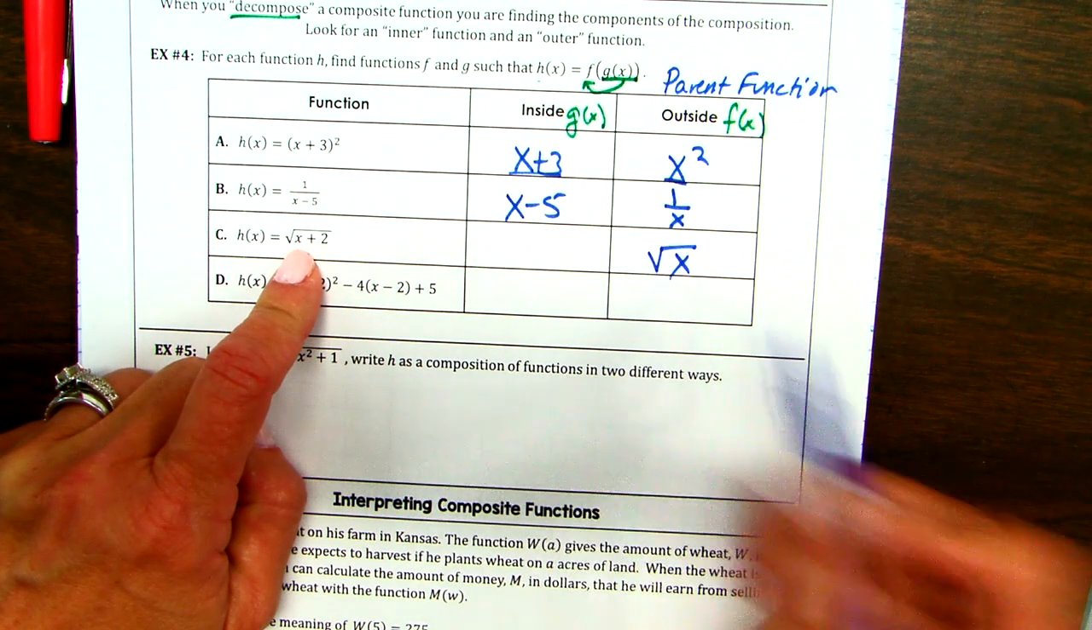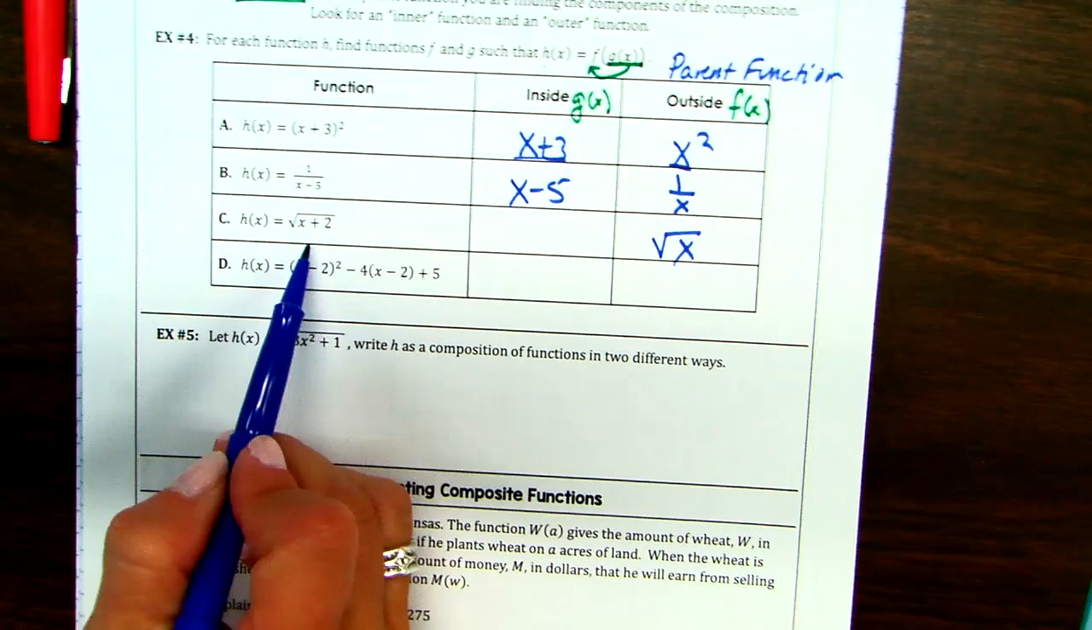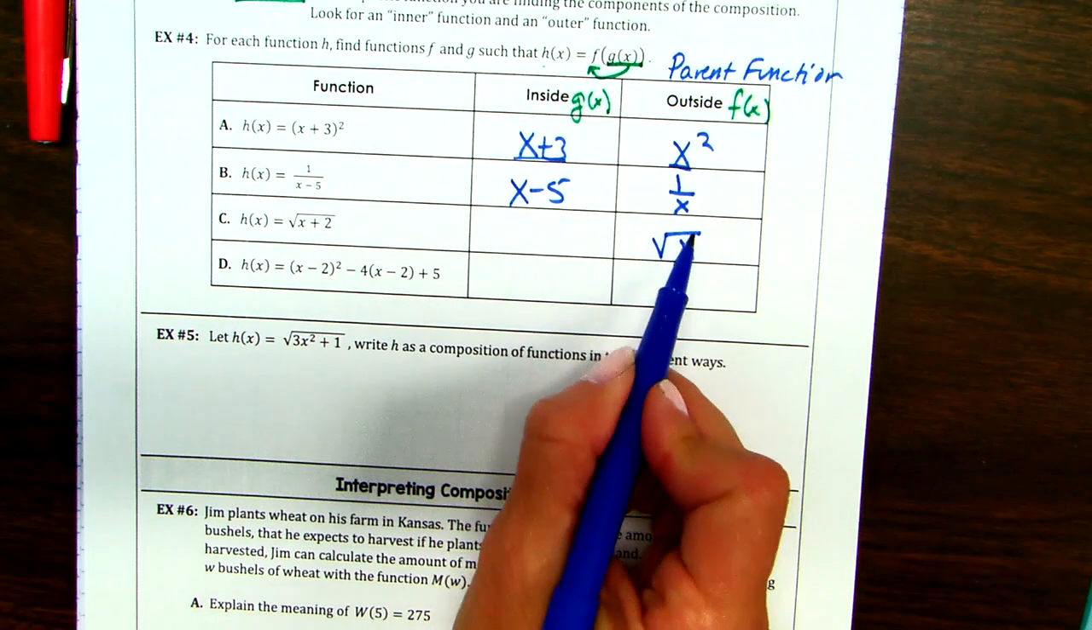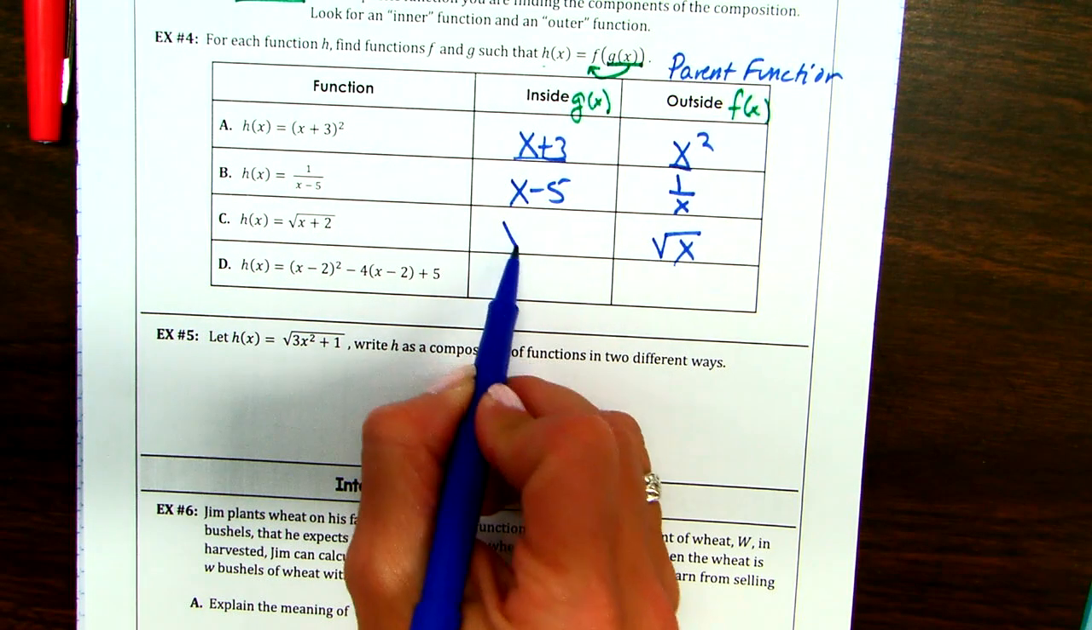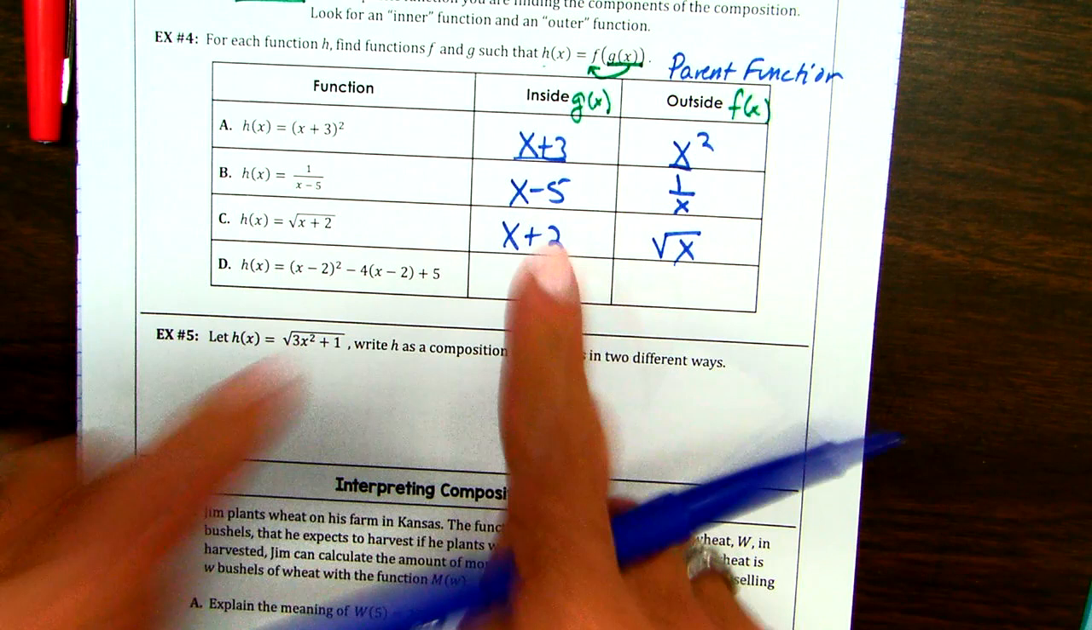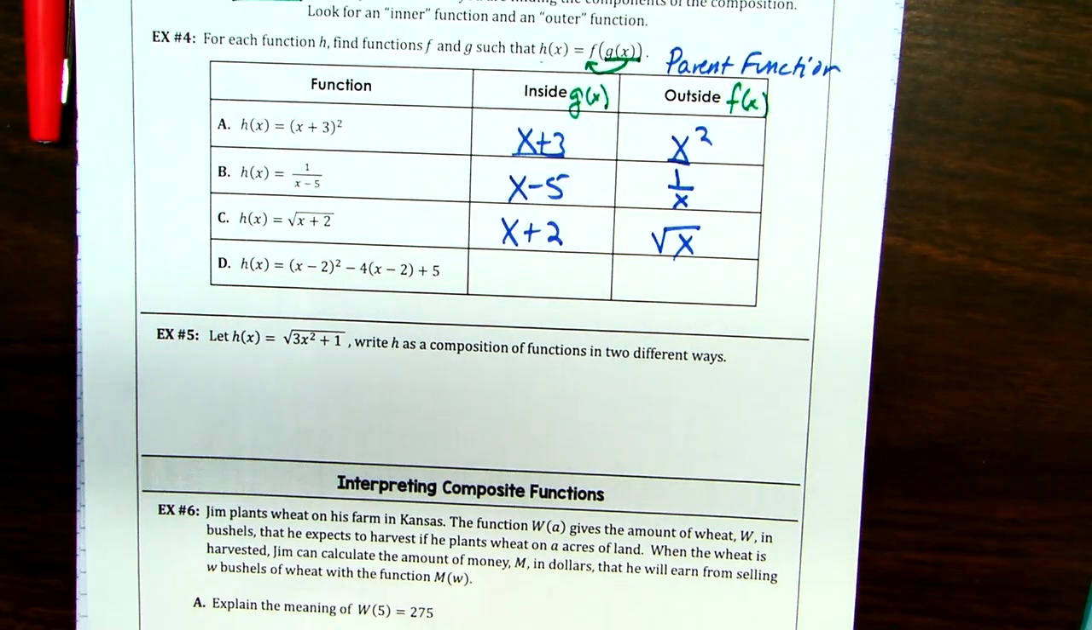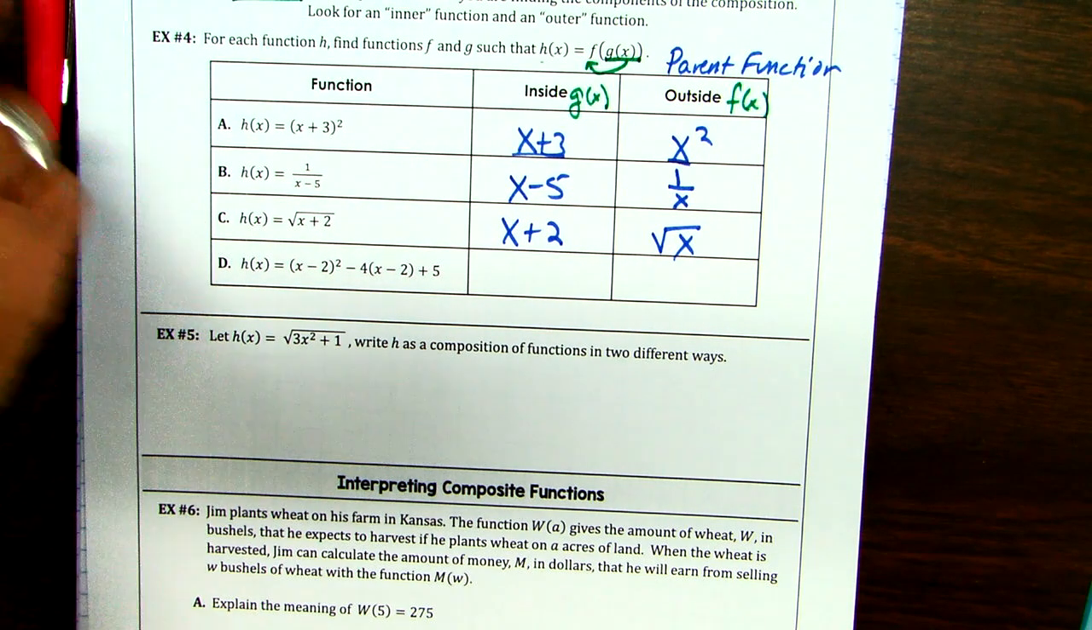What's the parent function here? Square root of x, right? That's the most basic graph. Then we move all the points left too. So what did we plug in for x? X plus 2. Plug it in right there. You get that. This one's almost clearer to see.